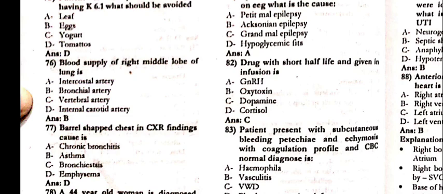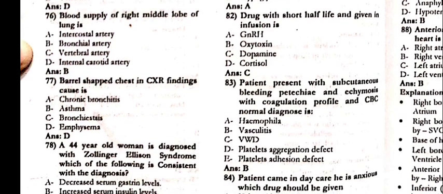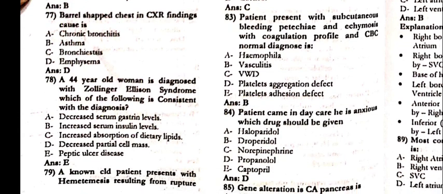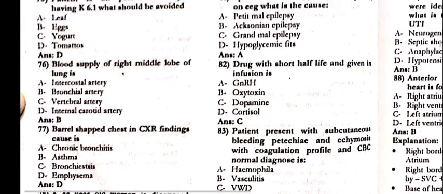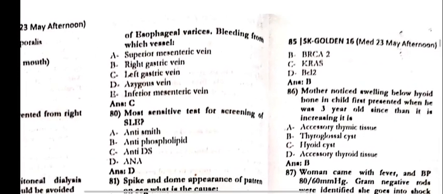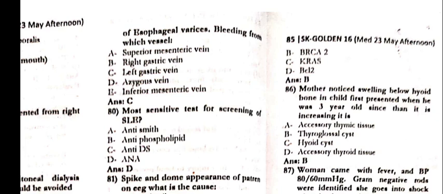76, the blood supply of the right middle lobe of the lung is the bronchial artery. 77, the barrel shaped chest in the chest X-ray finding is due to emphysema. 78, the 44-year-old woman is diagnosed with Zollinger-Ellison syndrome. Which of the following is consistent with the diagnosis? The peptic ulcer disease. A known CLD patient presents with hematemesis resulting from the rupture of esophageal varices, bleeding from which vessel? That is the left gastric vein.